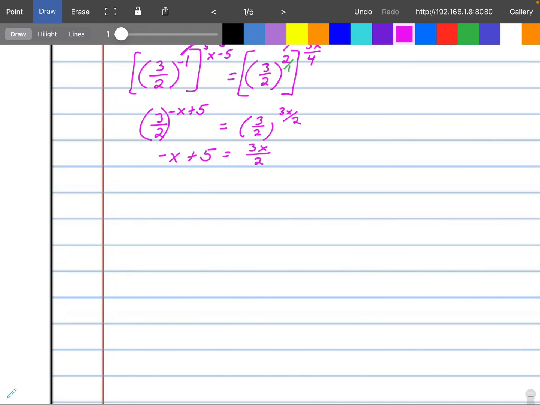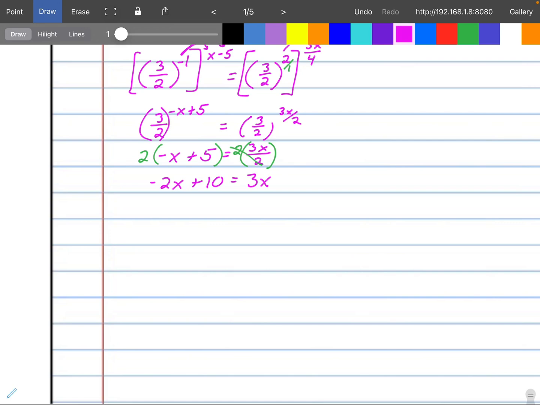All right, now if I want to solve, since I have a fraction on one side, and it's just a single term in the denominator, that means I can simply multiply by the denominator to get rid of it. So we're going to multiply by 2 here, which is going to cancel out the denominators, and then we're going to multiply by 2 on the other side as well. So that's going to give me a negative 2x plus 10 equals 3x.